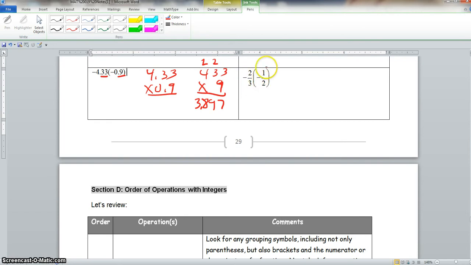Now we go to the next problem. We have a negative 2/3 times a negative 1/2. We know a negative times a negative is positive, so we know our answer is going to be positive. So we could do cross simplification. 2 goes into 2 once, 2 goes into 2 once. So we have 1/3 times 1/2. No, I'm sorry, 1/3 times 1 over 1. So it'd be 1 times 1 is 1, 3 times 1 is 3. So your answer is 1/3.